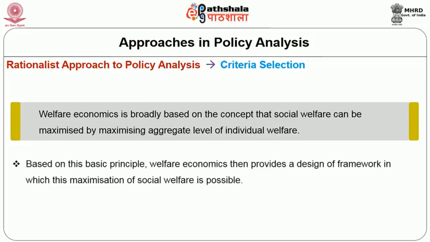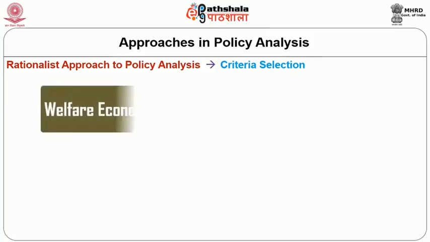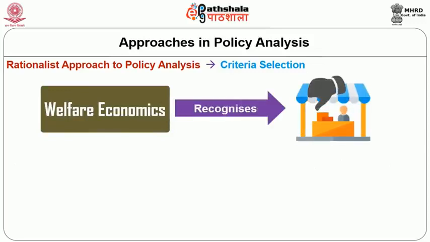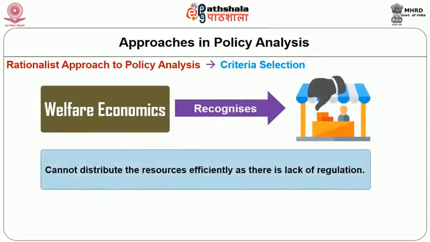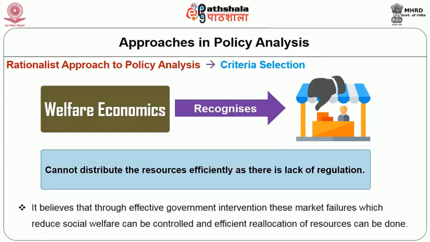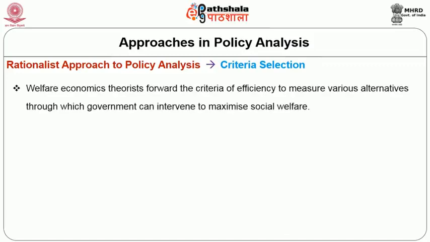Based on this basic principle, welfare economics then provides a design or framework in which this maximization of social welfare is possible. Welfare economics recognizes that due to market failures, markets cannot distribute resources efficiently as there is a lack of regulation. It believes that through effective government intervention, these market failures, which reduce social welfare, can be controlled and efficient reallocation of resources can be done. Welfare economics theorists put forward the criteria of efficiency to measure various alternatives through which government can intervene to maximize social welfare.